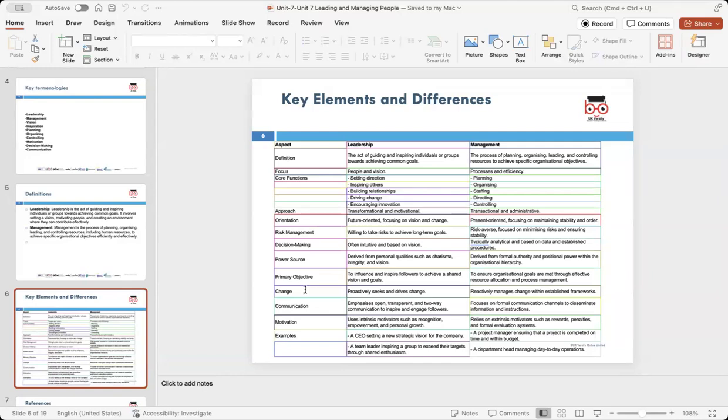Example: a CEO sets a new strategic vision for the company. That is leadership, while a project manager ensures that a project is completed on time and within budget. So this is related to management. A team leader may motivate employees to exceed their targets, while a department head manages the daily tasks and operations, etc. So, any questions so far?